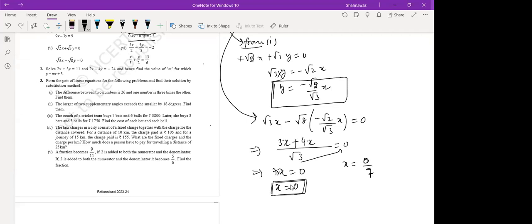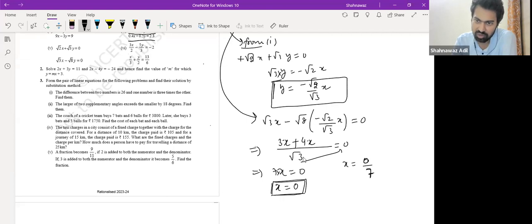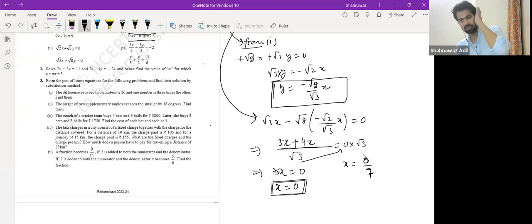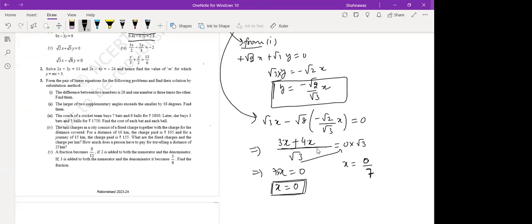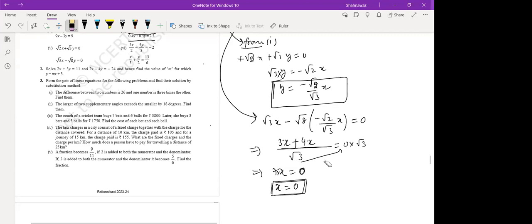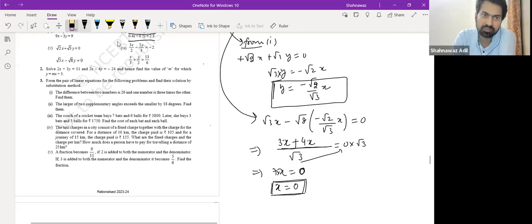Here root 3 is going like 3x plus 4x, and the root 3 is going to the right side. So why is it 0? Which root 3? If this is in division, then it goes in multiplication with 0, and root 3 multiplied with any number is 0, right? Oh, okay. So then this would become 0, and you finally find that this x is 0, right? Yes, sir. So if x is 0, then how much would your y be?